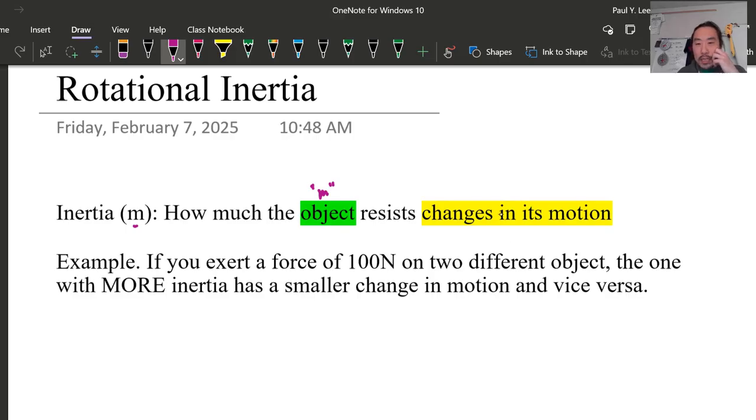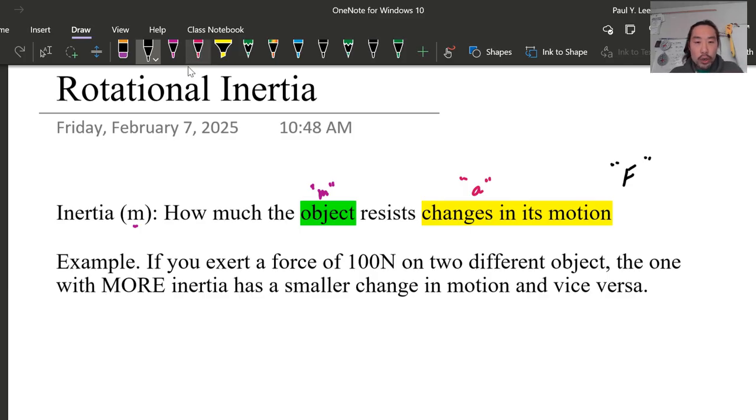And if you're thinking ahead, changes in motion is what we essentially call acceleration. So you can see already right here how much the object resists changes in motion. And you can see your two variables are m and a. If my question is, what causes that change in motion? Hopefully you are all saying right now, well, of course, Mr. Lee, it has to be force. And that's where we get Newton's second law.